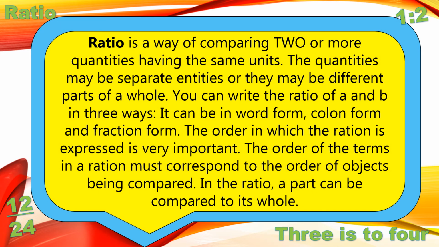Ratio is a way of comparing two or more quantities having the same units. The quantities may be separate entities or they may be different parts of a whole. You can write the ratio of A and B in three ways. It can be in word form, column form, and fraction form. The order in which the ratio is expressed is very important. The order of terms in a ratio must correspond to the order of objects being compared. In the ratio, a part can be compared to its whole.